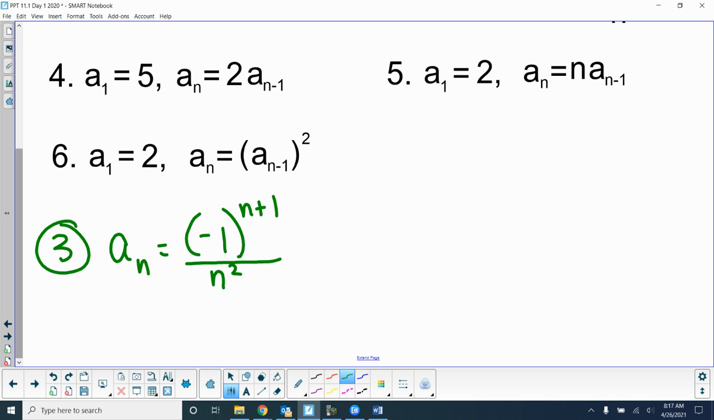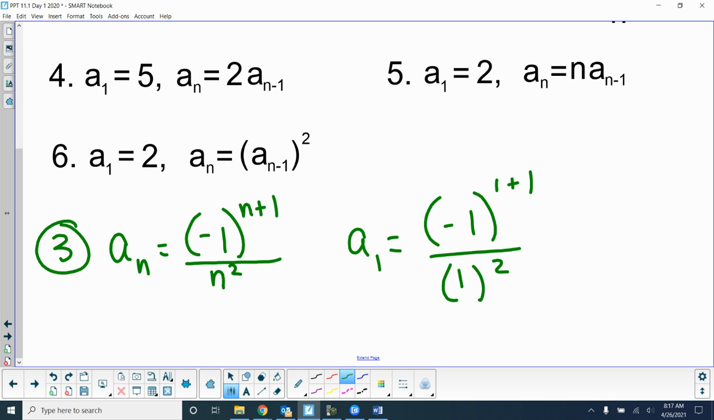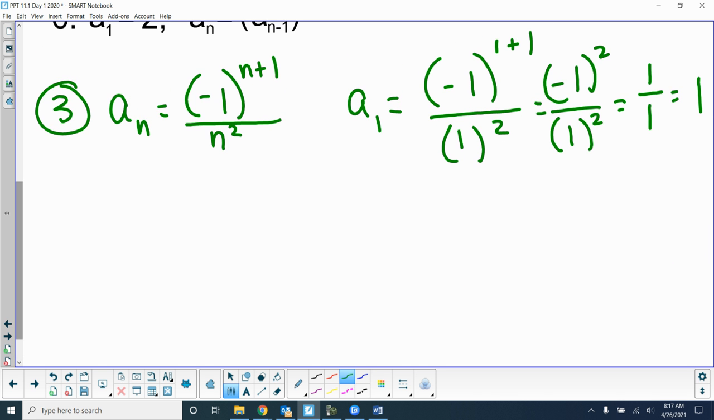All right, so when I'm looking for the first term, n is 1. So I've got -1 to the 1 plus 1 over 1 squared. Well, what is 1 plus 1? 2, right? You gotta do that first. What is -1 squared? +1. And what's 1 squared? 1. So the answer is 1. Did you have that? I had -1. Is that why you didn't agree, Andrea? Okay. Everything else was right?